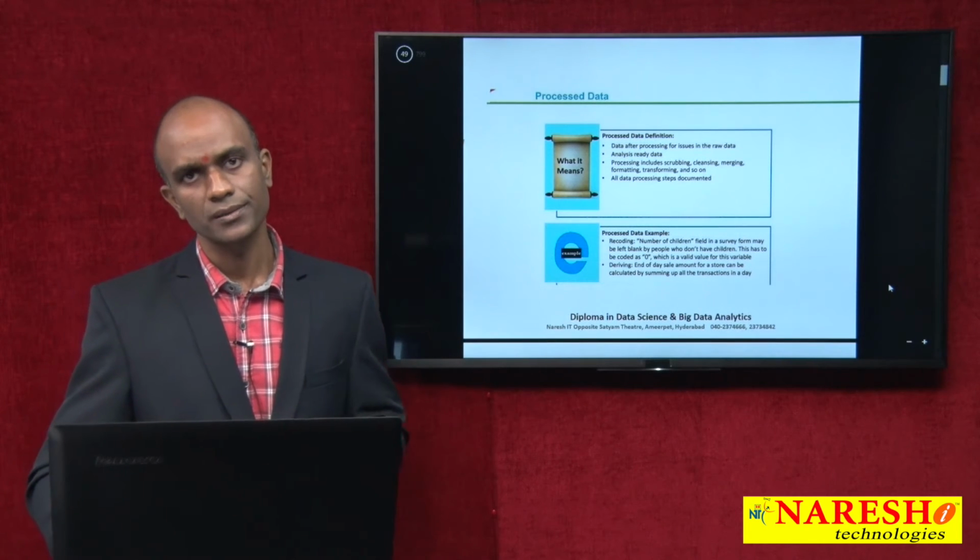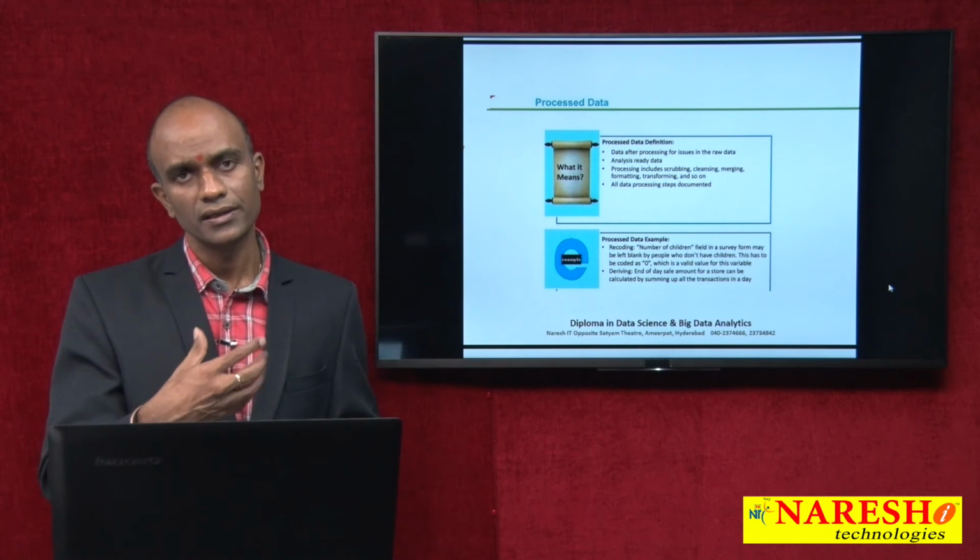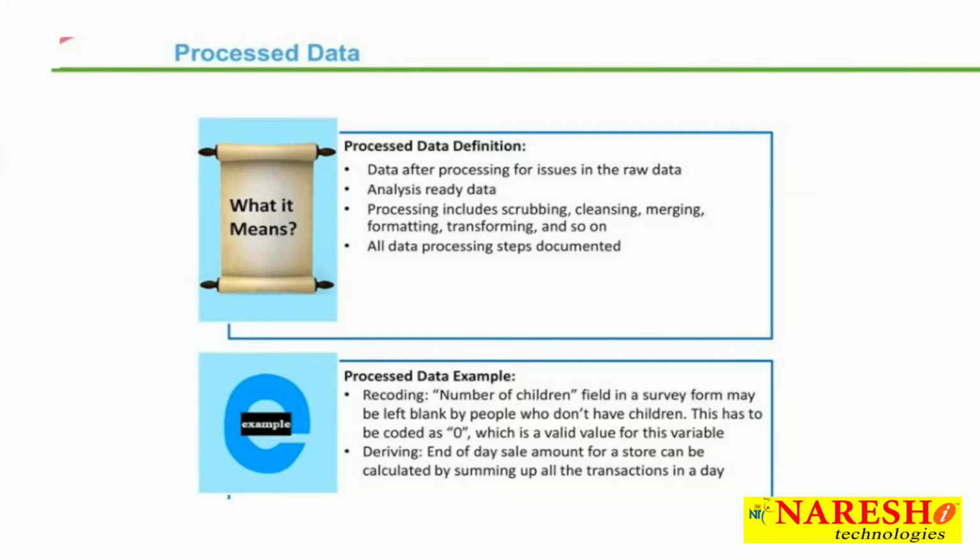And then we have processed data. Once we get the raw data, once you have the crude oil, we process it and we get the result, that is the processed data, guys. It is data after processing for issues in the raw data, and it is analysis-ready data.